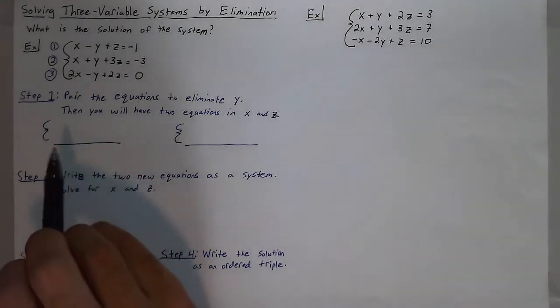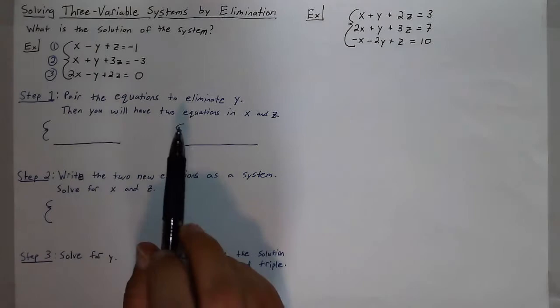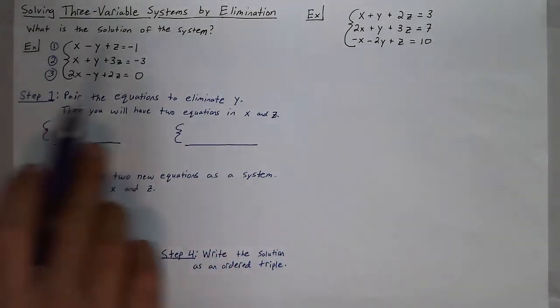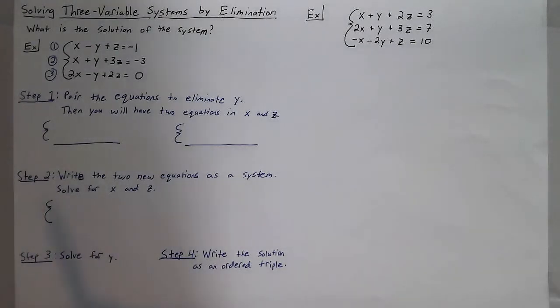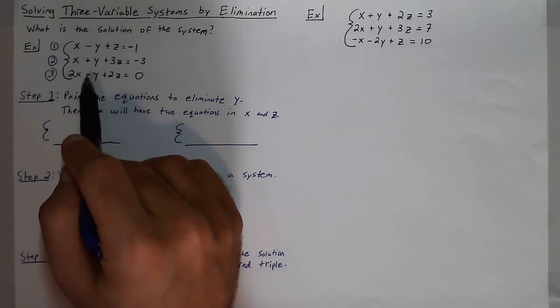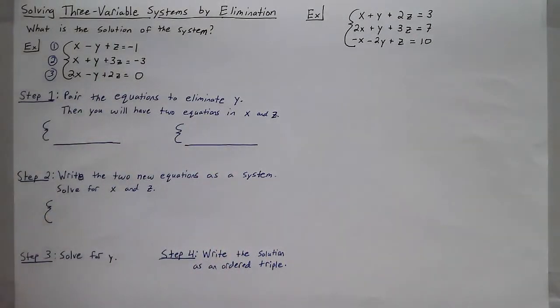Now, the first step to solving these three variable systems by elimination is pairing the equations to eliminate y. And we're going to have to find two different pairs to eliminate one of the variables. I'm choosing y because I can see here that there are lots of opposite y values, which will make it perfect for elimination. So I'll start with 1 and 2.